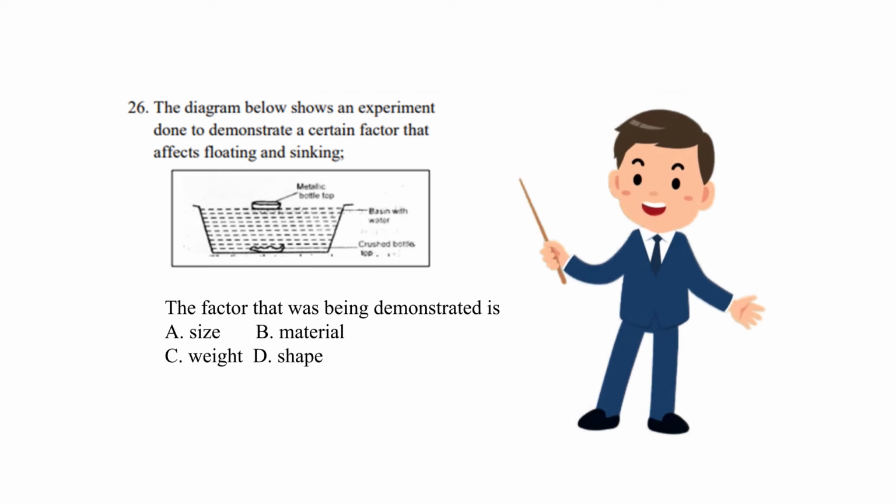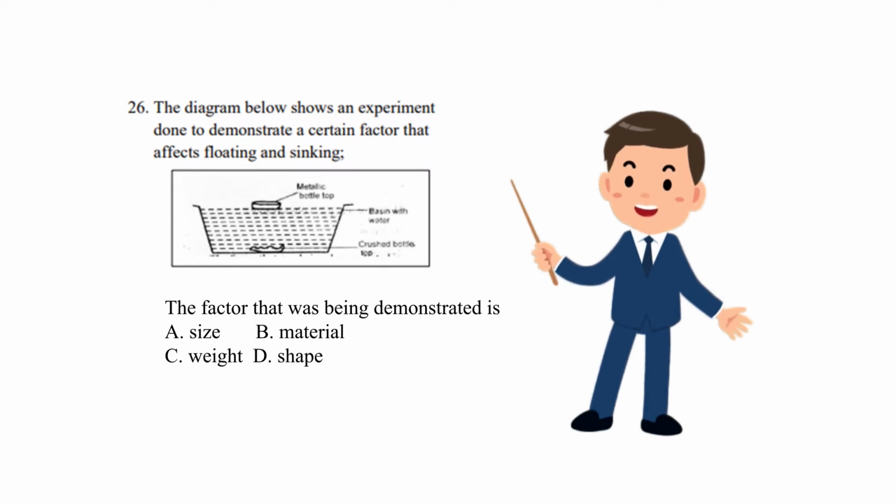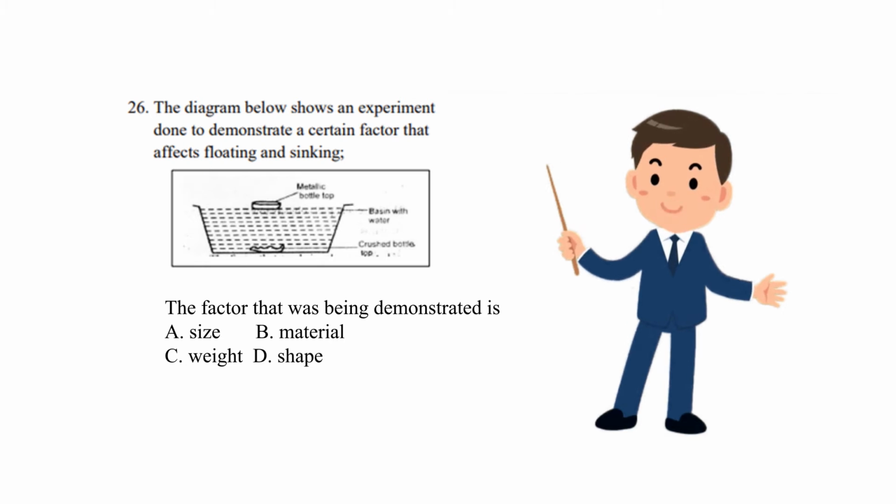Question 26. The diagram below shows an experiment done to demonstrate a certain factor that affects floating and sinking. The factor that was being demonstrated is A. Size, B. Material, C. Weight, or D. Shape.